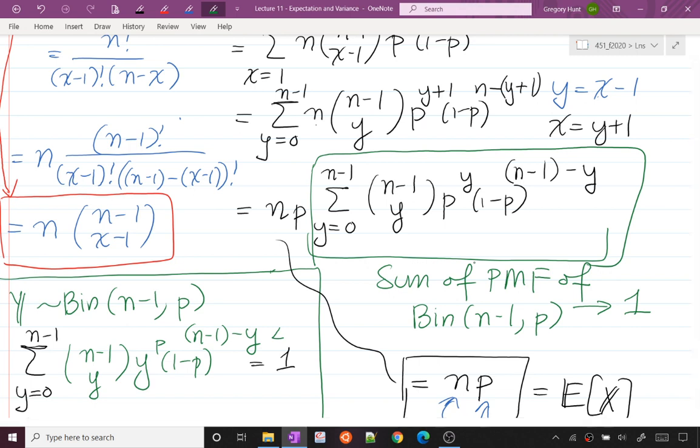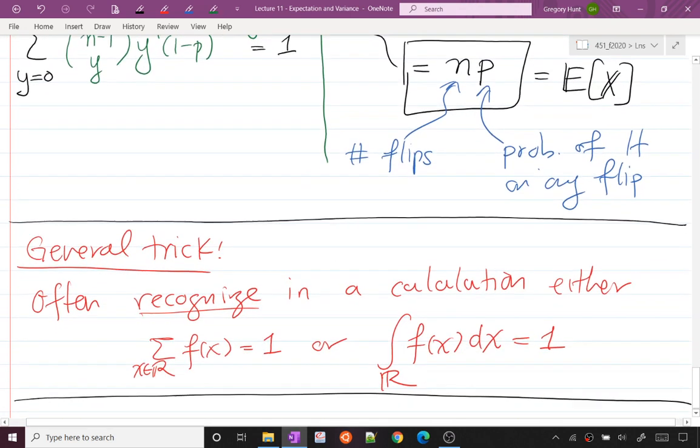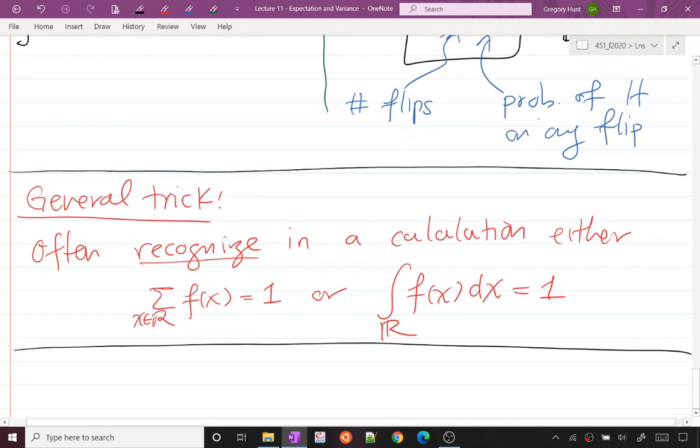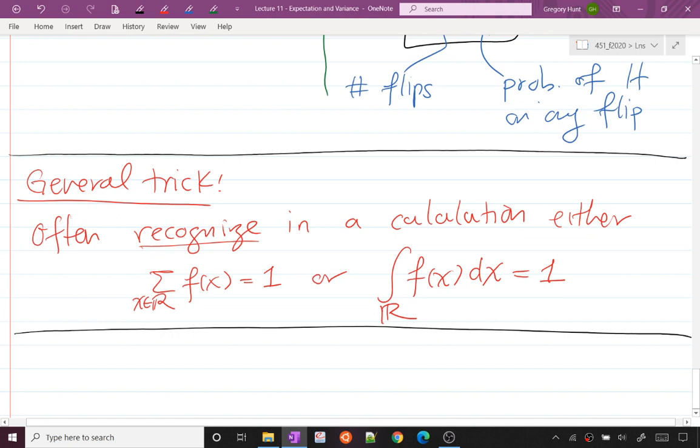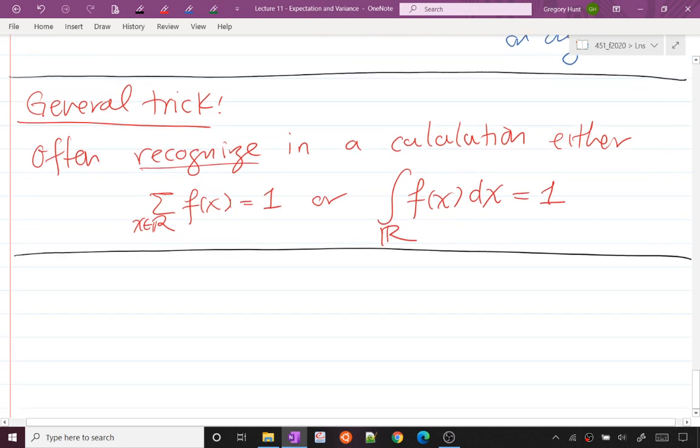And so the trick here is not just for this binomial random variable, and we'll see it again today. It is a general trick: when you're doing these kinds of calculations of expected value, the expected value would have an x in there, right? But often you can manipulate it so you get just either the sum of the PMF or the integral of the PDF. And if you can do that, then you recognize, aha, that thing has to be 1. And therefore you make your problem a lot simpler.